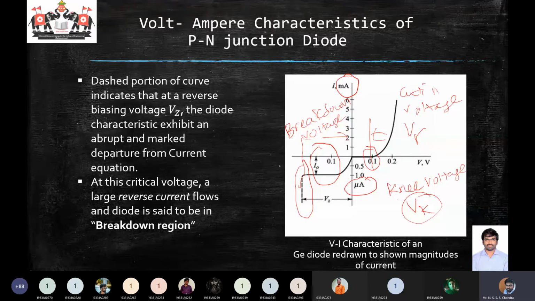The only thing you need to identify till now is the dashed portion. That reverse bias voltage is known as the breakdown voltage and is represented here by the term Vz. At this critical voltage, a large reverse current flows in the diode, and the diode is said to be in the breakdown region.